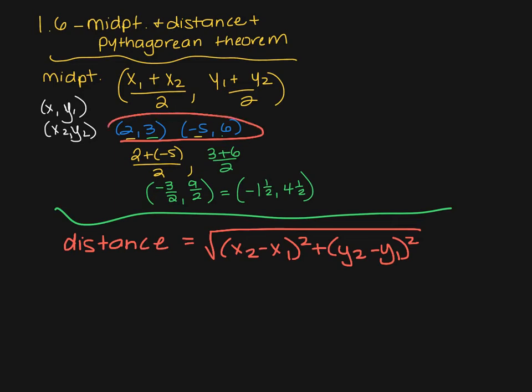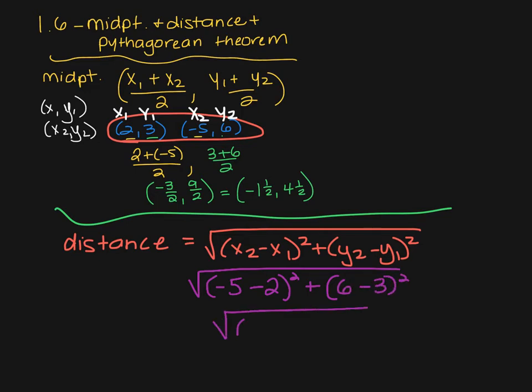So if I was finding the distance between these 2 points, it doesn't matter which one you make your x1 and your y1 and your x2 and your y2, as long as you're consistent. So as long as the first set of parentheses has both the same number and so does the second set. Now I'm going to plug them into this equation. So I end up with the square root of x2, which is -5, minus x1, which is 2, squared, plus y2, which is 6, minus y1, which is 3, squared. And I get the square root of -7 squared plus 3 squared, or the square root of 49 plus 9, which is the square root of 58.